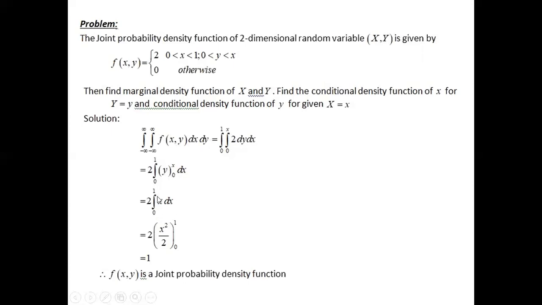So 2 into integration 0 to 1 x dx. So 2 times x squared by 2, then I got 1. So I got integration minus infinity to plus infinity, integration minus infinity to plus infinity, f of x comma y dx dy equal to 1. So definitely f of x comma y is a joint probability density function.